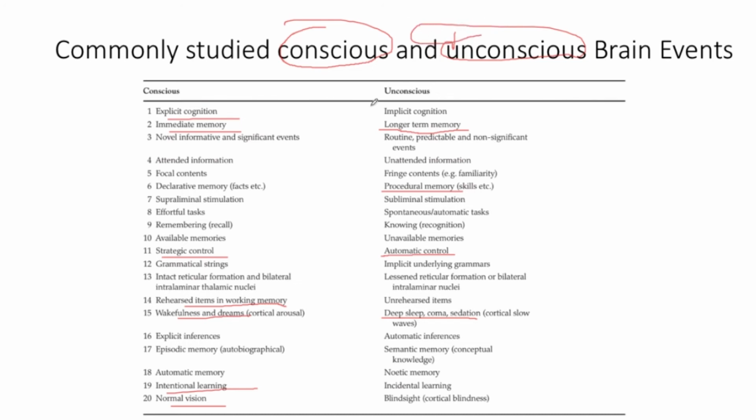So this is what we can keep in our mind, and you can try to find out what areas of the brain actually control the conscious versus the unconscious brain events as a sort of an exercise.